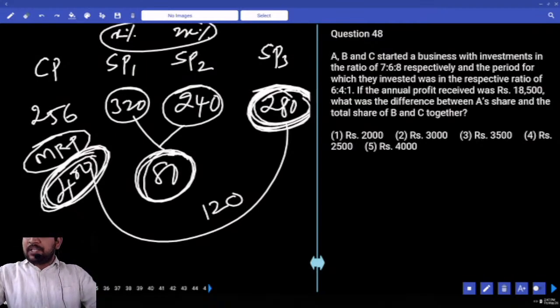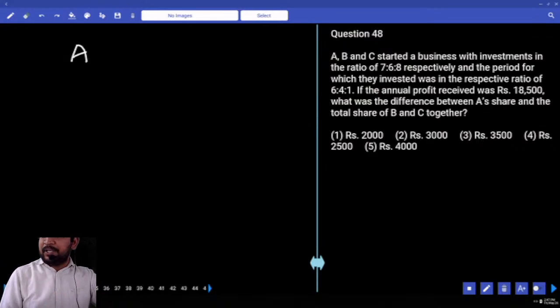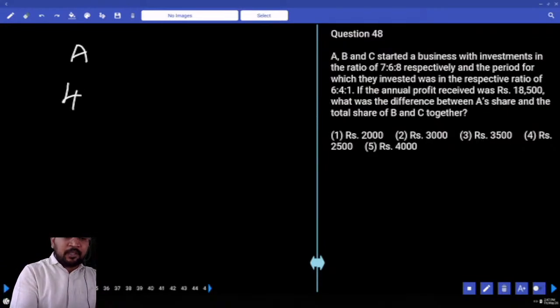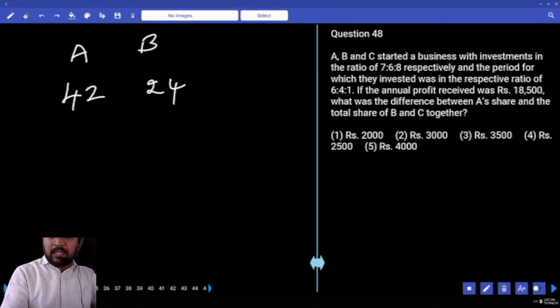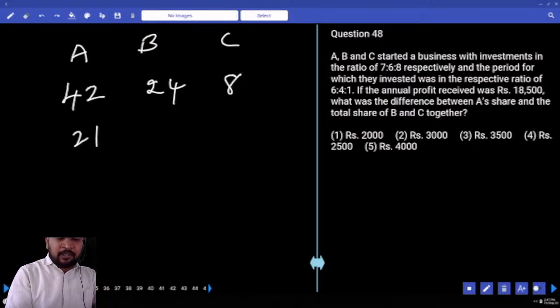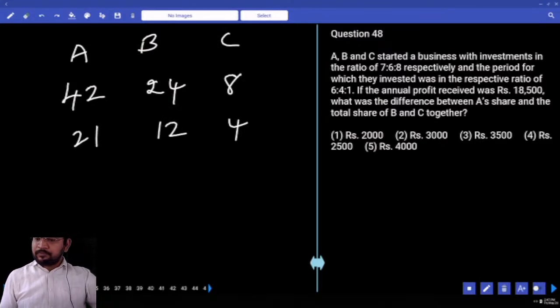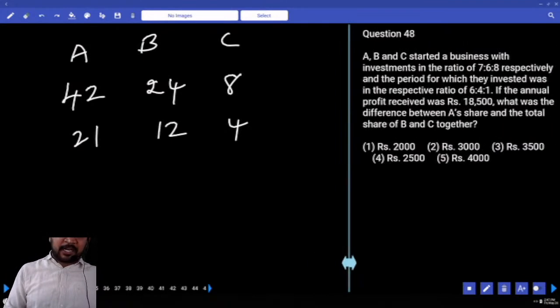A, B, C started a business with investments in the ratio 7:6:8, and the periods for which they invested were in the respective ratio of 6:4:1. Investment into time period is nothing but profit. So A is 7 into 6, B is 6 into 4, C is 8 into 1. So 21, 12, 4. If the annual profit received was 18,500, what is the total?